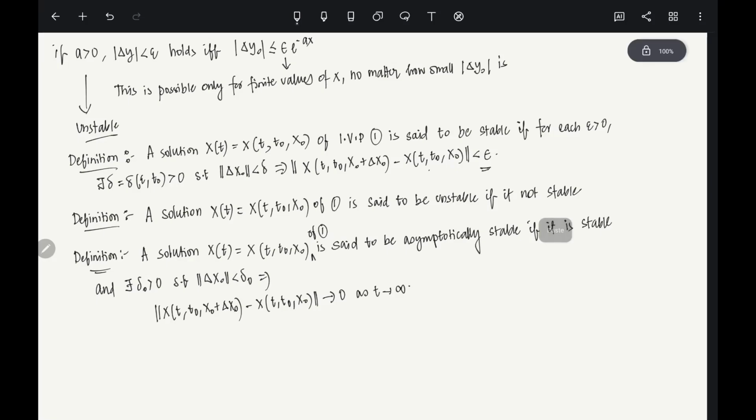Basically, what we are saying is this difference is always less than epsilon. That is fine, it has to be for stability. So we want stability, but more than that, for sufficiently large t we also want the perturbed solution to converge to the original solution. Let's look at some examples of what I mean by all of this. Example 1: look at this equation, y prime equals x. I'm not putting any initial data right now.